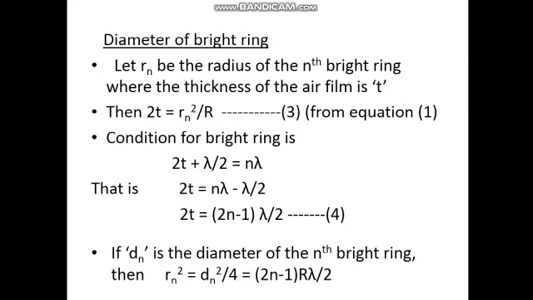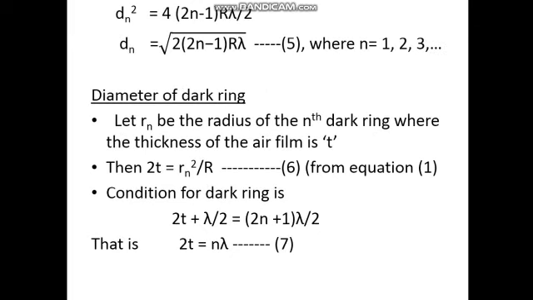Now our aim is to calculate the expression for the diameter of a bright ring. Let rn be the radius of the nth bright ring where the thickness of the air film is t. Therefore the equation becomes 2t is equal to rn square by R. Again you know that the condition for bright ring is 2t plus lambda by 2 is equal to n lambda, from which 2t is equal to (2n minus 1) into lambda by 2. If dn is the diameter of the nth bright ring, then rn square is equal to dn square by 4, that is again equal to (2n minus 1) into R lambda by 2. Or dn is equal to root of 2 into (2n minus 1) into R lambda, where n is equal to 1, 2, 3, etc.